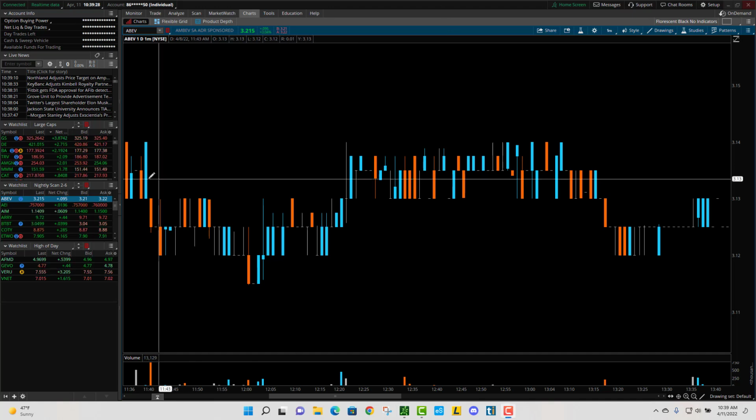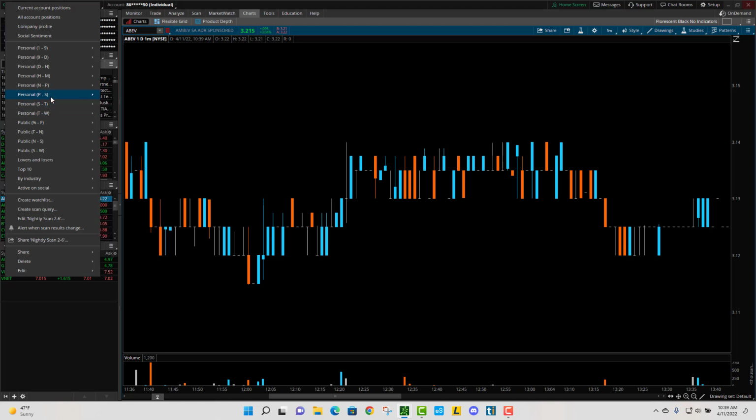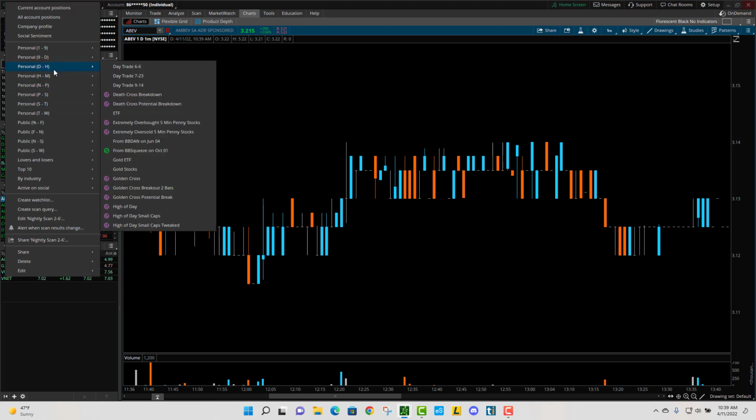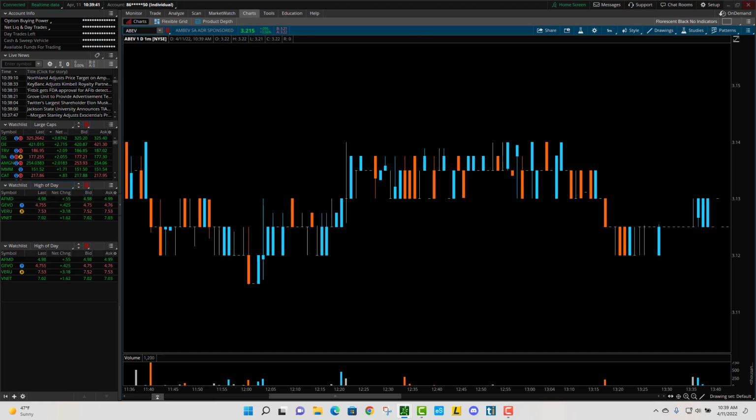So what I'm going to do is go, I'll see here. That's actually my nightly scan. Let me go to my high of day scanner here. All these scanners, or not all of them, but the ones that are highlighted, we have in our Next Level library. So we put these in our Next Level libraries. If you want access to our scanner settings, you can go back there and get access to them.